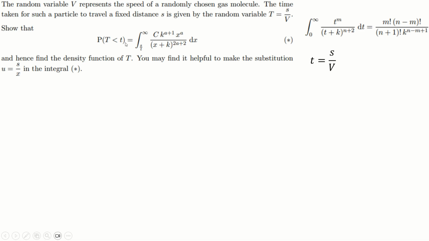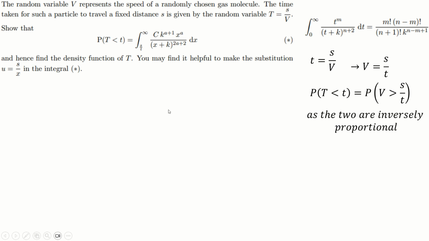So the critical value: when T is equal to little t, v is s over t, which means if we want big T to be less than t, because of the inverse proportion, that's very much the same as saying we want v to be bigger than s over t. So therefore, P of v bigger than s over t, well, by definition, that's going to be this integral here. The integral from s over t to infinity is the probability that v is bigger than s over t, which, as we said, is the same as P of T less than or equal to t.